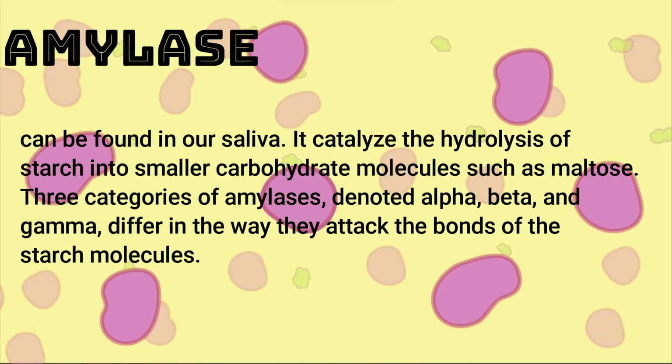Amylase, on the other hand, can be found in our saliva. It catalyzes the hydrolysis of starch into smaller carbohydrate molecules such as maltose. Three categories of amylases, denoted alpha, beta, and gamma, differ in the way they attack the bonds of the starch molecules.